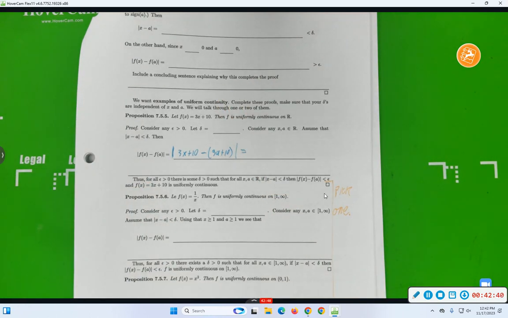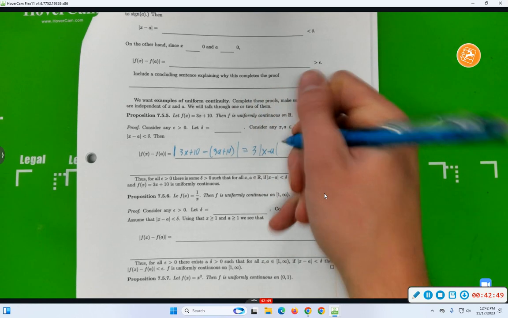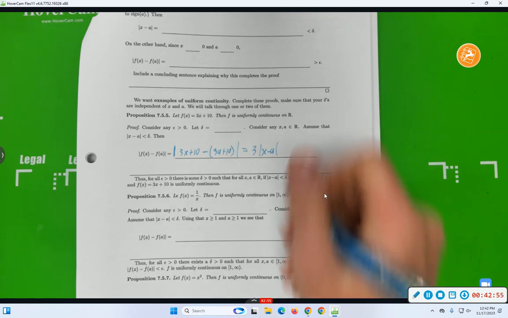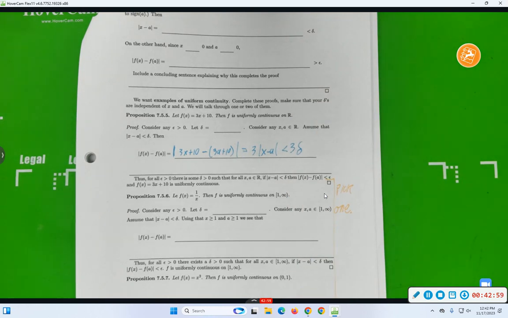What's that simplify to? 3x minus 3a, so 3 times absolute value of x minus a. Ooh, what do I know about absolute value of x minus a? It's less than delta. So it seems like a good choice of delta.